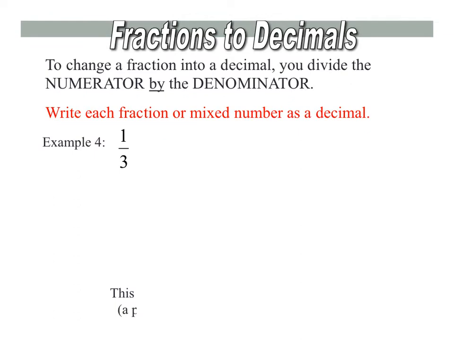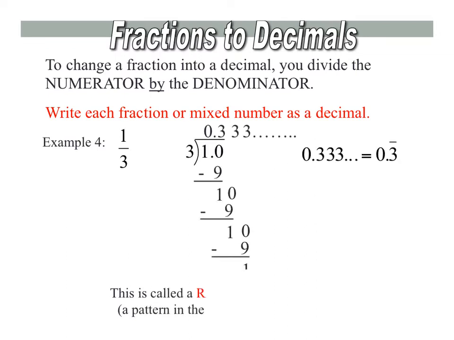If I asked you to write 1/3 as a decimal, you would do the long division and you would notice that it goes on forever. This is called a repeating decimal. You would write it with the bar over it.